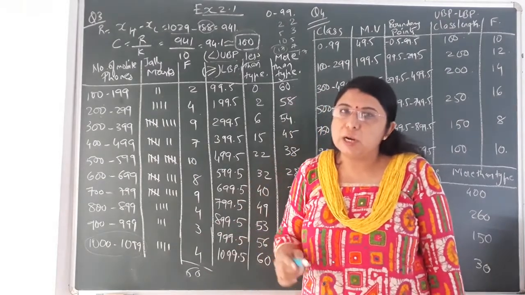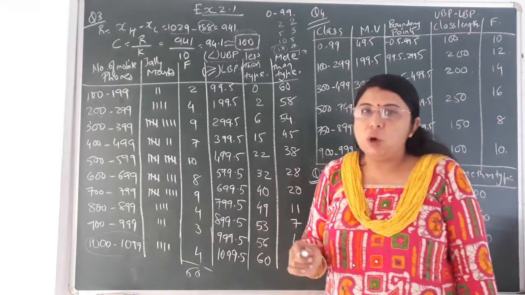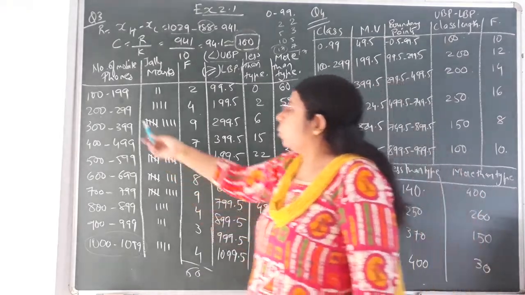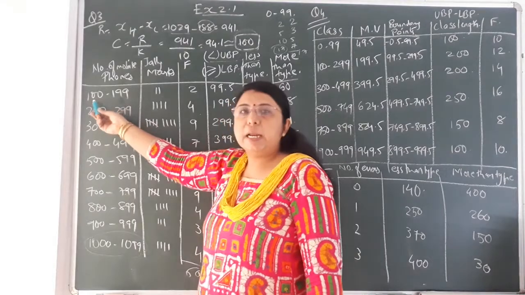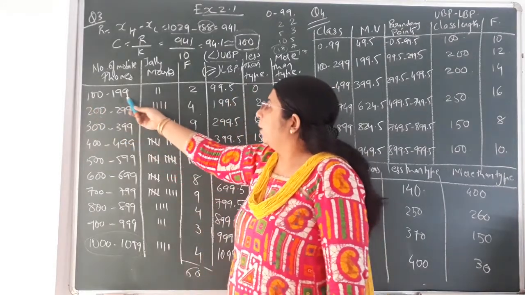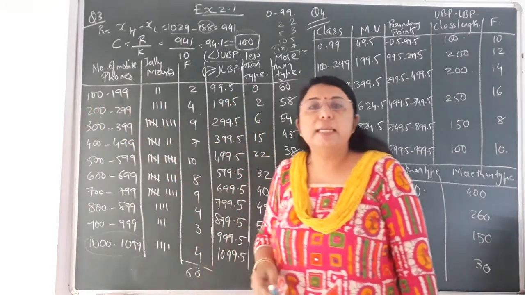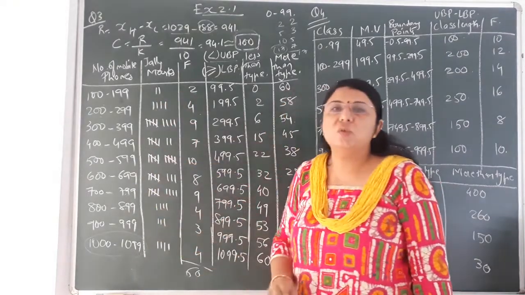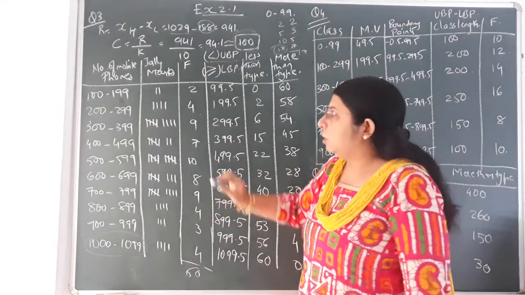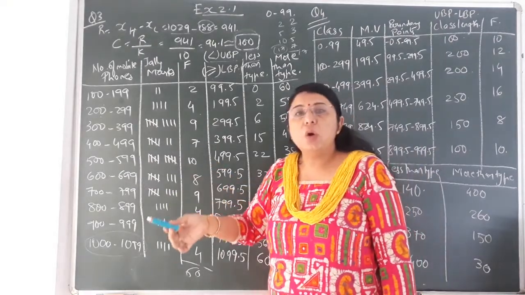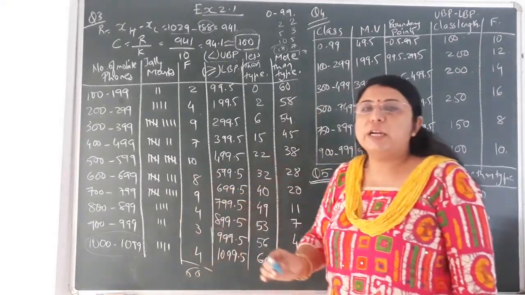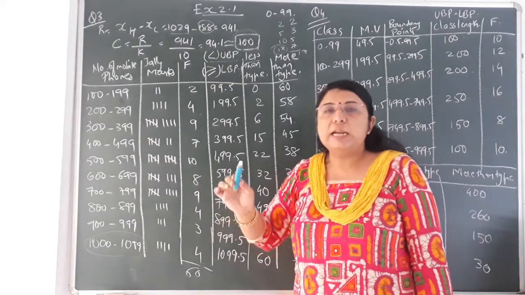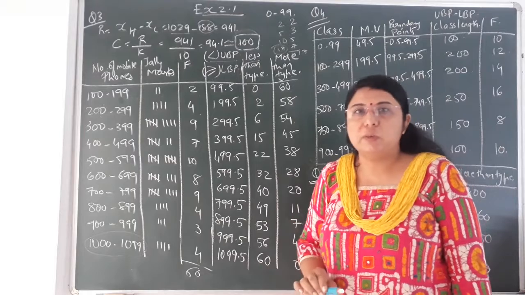That is, subtract 0.5 from the lower limit and add 0.5 to the upper limit. Okay, so 0.5 will be subtracted from here, then it would come 99.5, and add 0.5 over here, then it would come 199.5. In the same way you will find all the exclusive classes. So that was how to convert inclusive into exclusive. So whenever you are finding less than type or more than type cumulative frequency, you have to see that the data should be in exclusive frequency distribution.